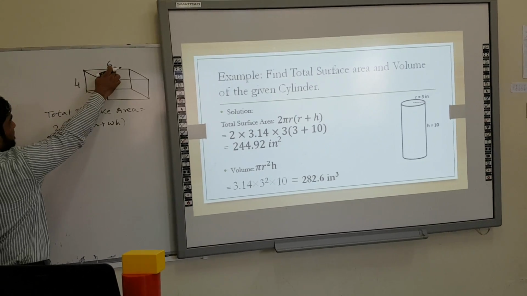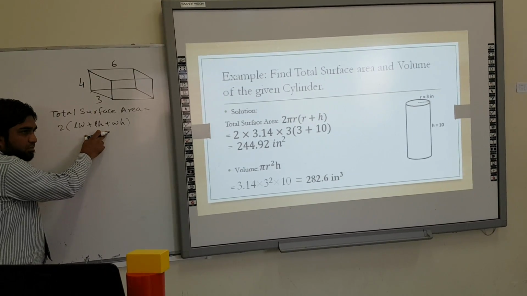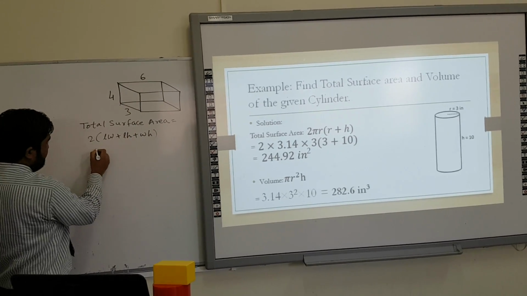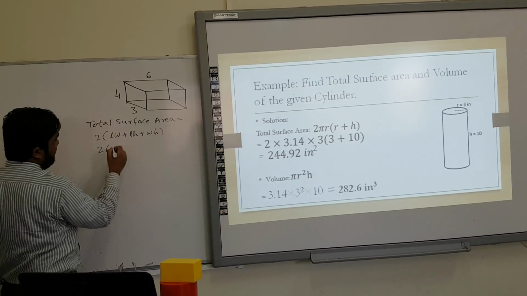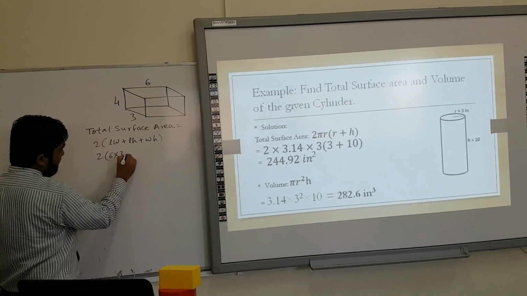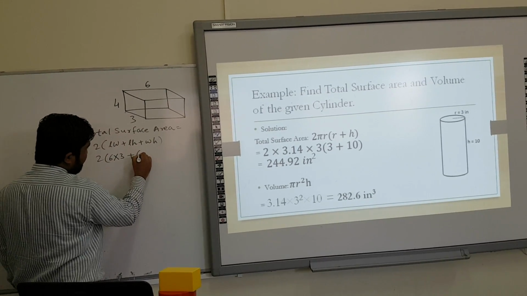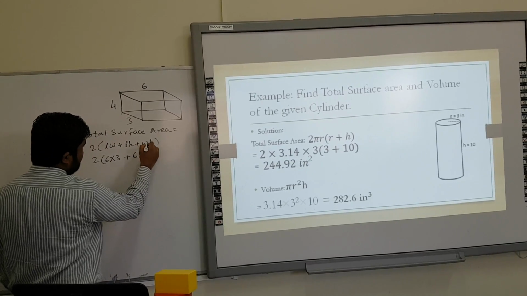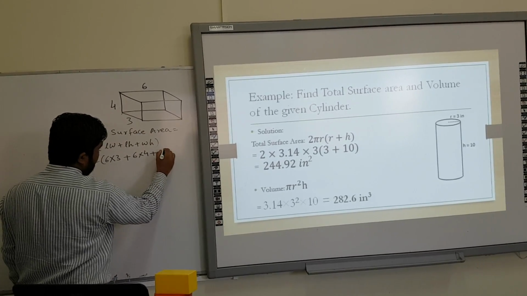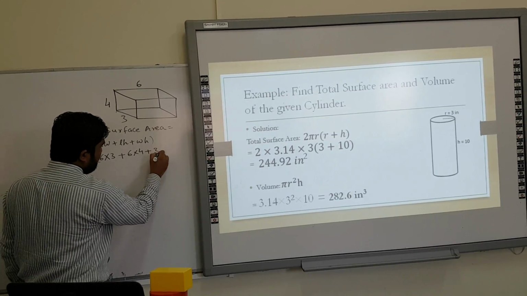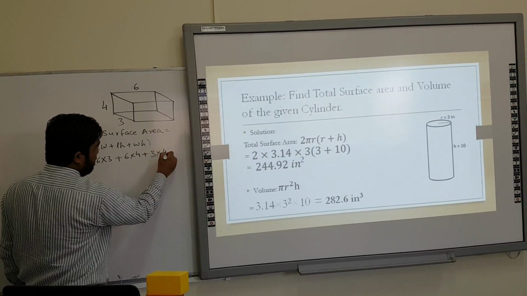We will substitute the values here into the formula and find the total surface area of this figure. Now, length is given as 6 multiplied with width as 3 plus length again 6 multiplied with the given height as 4 plus width again as 3. So we will use 3 in place of width multiplied with height as 4.